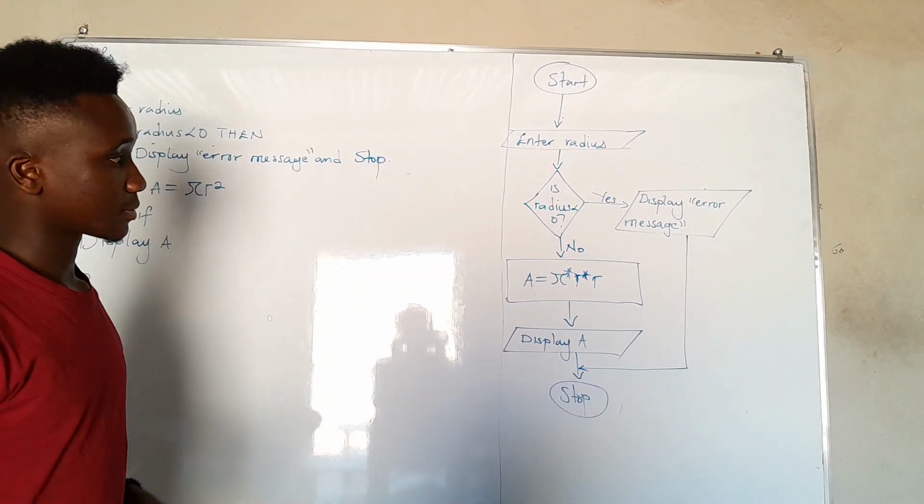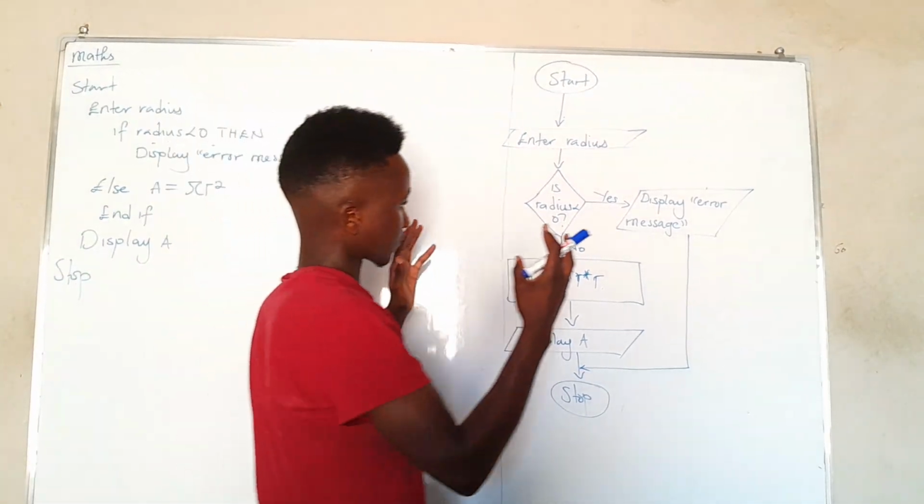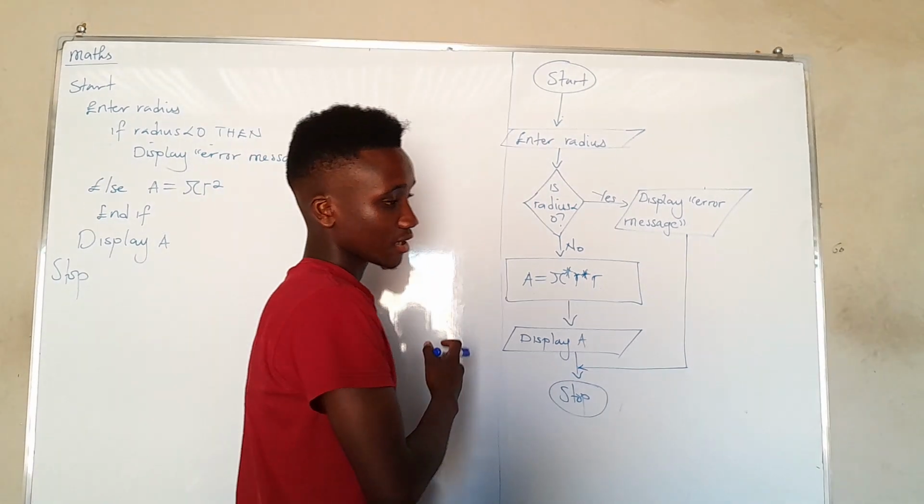So that's the last part of flowcharts. From there, we need to learn how to get information from a flowchart and write it in a pseudocode.